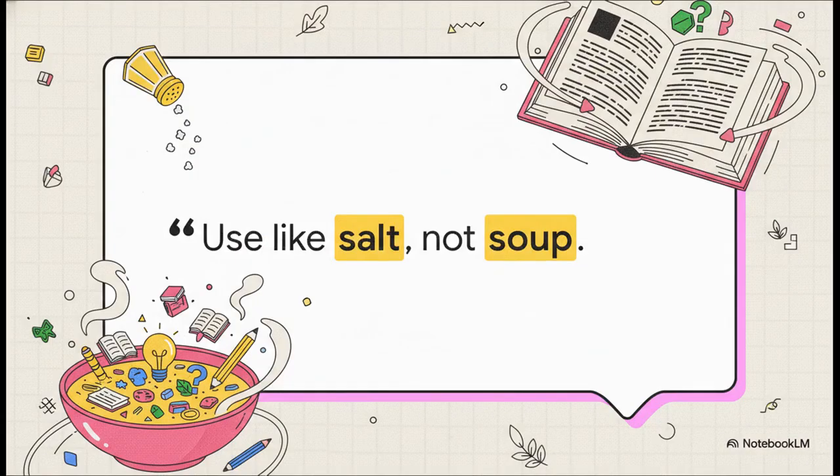I absolutely love this analogy from the source material. Use AI like salt, not soup. A little bit used in the right places makes the whole dish better. But you would never, ever make a meal out of just salt. It's an ingredient, not the main course.